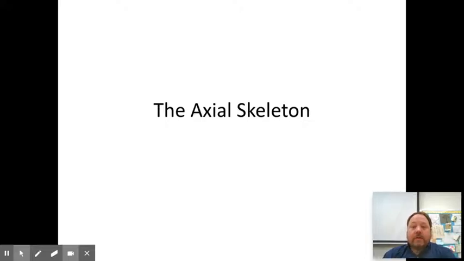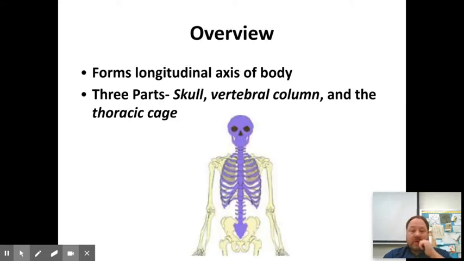So today we look at the axial skeleton, looking at portions through the skull. When we think about the body, the axial skeleton is this longitudinal axis of the body. It's the central core of the body, and it includes the skull, the vertebral column, which protects the spinal cord, and then the thoracic cage that protects the heart and lungs predominantly, but includes protecting things like the kidneys.